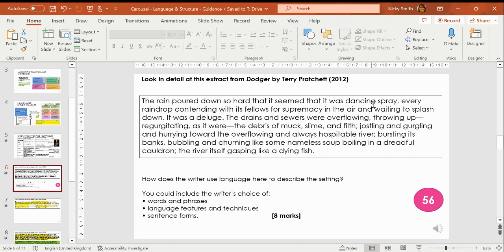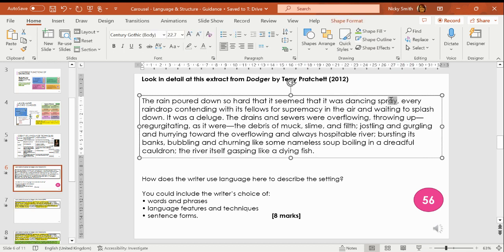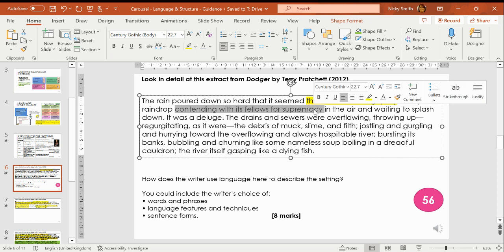Now, the very first interesting quote is, "it came down so hard it seemed that it was dancing spray." Now, dancing always has positive connotations, so it's worth looking at. Doesn't mean you have to, but it's quite an interesting phrase. And then, "every raindrop contending with its fellows for supremacy." That really presents this idea that the rain is fighting against something. So I quite like that.